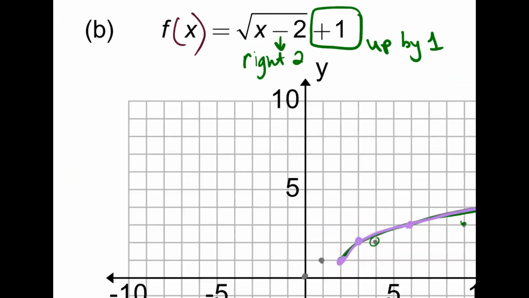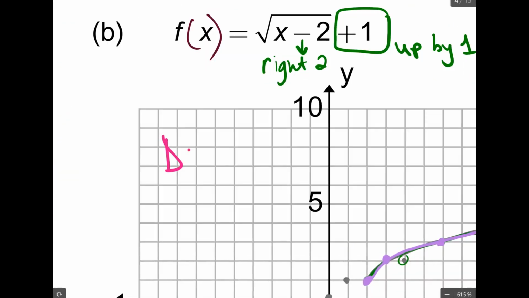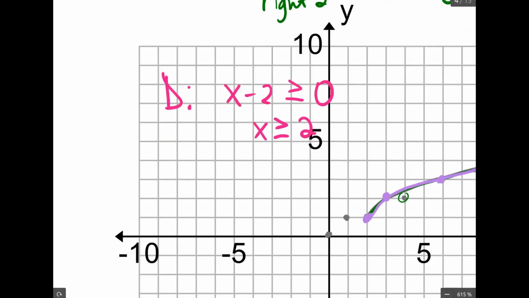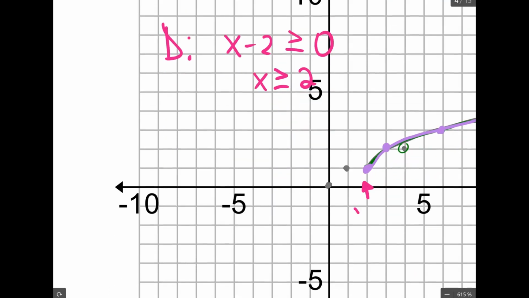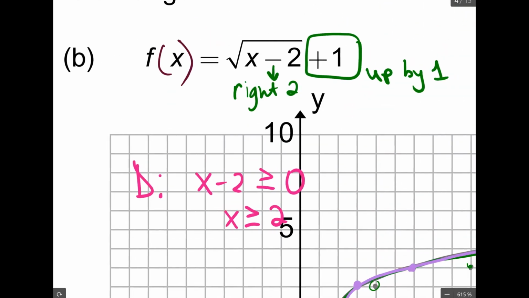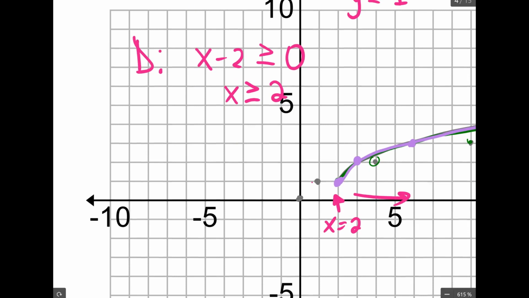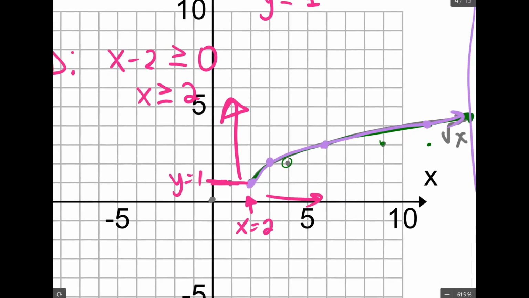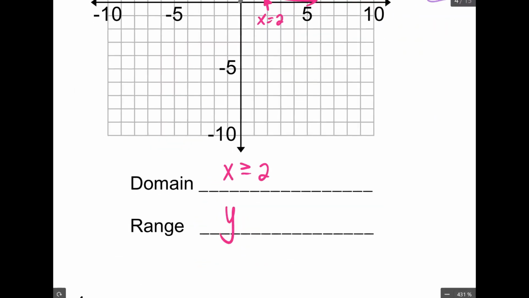Here, let's try this out. If I want to find my domain, I take what's inside the square root, so x minus 2, and set that greater than or equal to 0. So x is going to be greater than or equal to 2. Let's make sure that's true. I'm starting at x equals 2 and then everything to the right of it, everything greater than it. So x is greater than or equal to 2. And then I'm shifting everything up by 1, meaning y is now greater than or equal to 1. Everything is shifted up. That's my lowest, y equals 1, and then I'll have all the numbers above it because this function doesn't go down. So y is greater than or equal to 1.